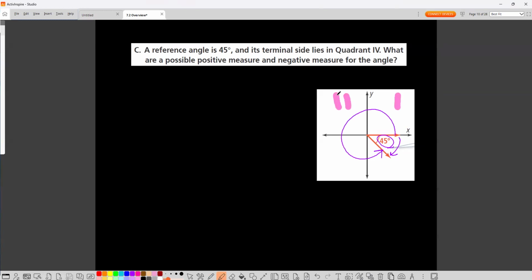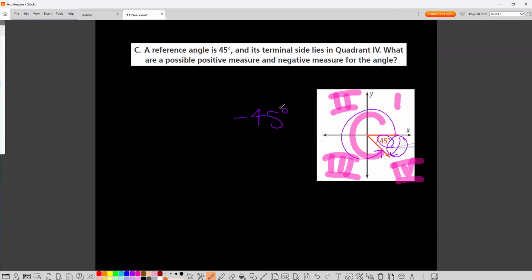1, 2, 3, 4. A student told me once that it's like making a letter C. As long as you do your C from the top down and go around the origin, that's the order they're in. What are the positive and negative measures of the angle? The negative measurement is the 45, because that's this one right here, so my negative is negative 45 degrees.